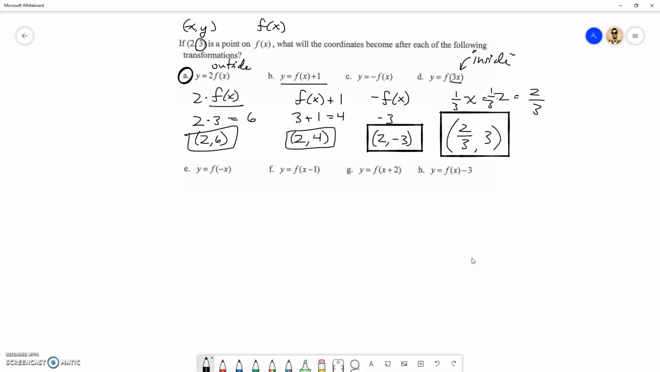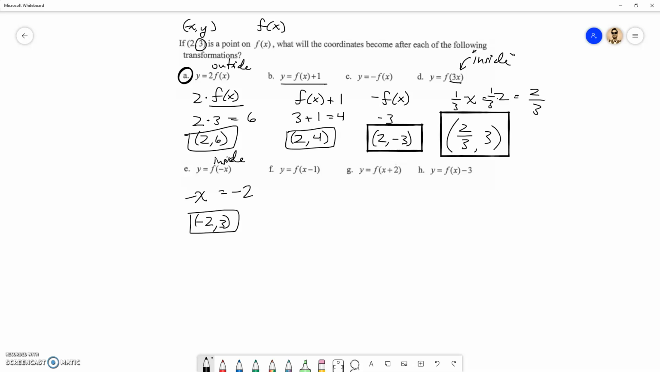If you look at this next one, in E, it appears we're working on the inside of this function again, transforming the inside, and we're negating the x values. For this particular one, you're still going to negate, even though it's on the inside. There's no other way to do something opposite of negating but to negate. So we're just going to take our x value and negate it. What is 2 made negative? It's negative 2. So we're going to get (-2, 3).